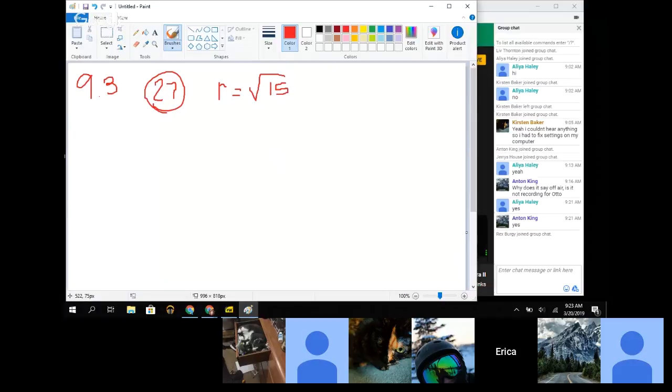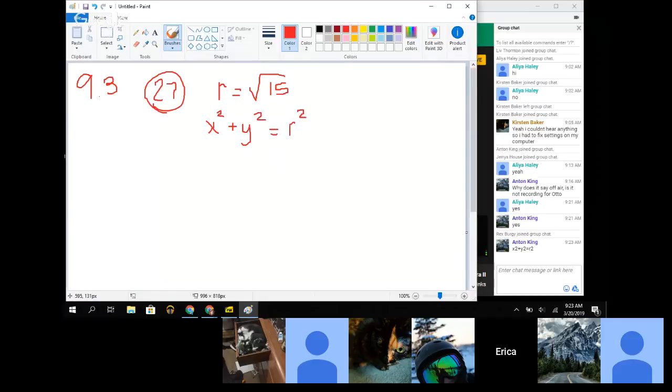So if you need to write an equation of a circle with a radius of the square root of 15, first you need to know what the equation of a circle is. Does anybody know what the equation of a circle is off the top of their head? Anton's got it. X squared plus y squared equals radius squared.